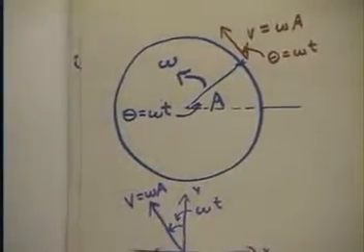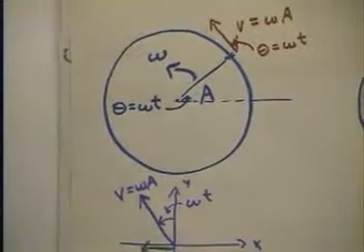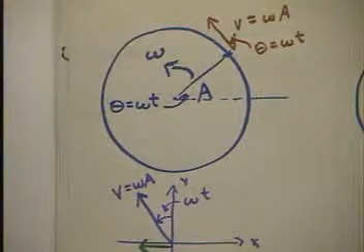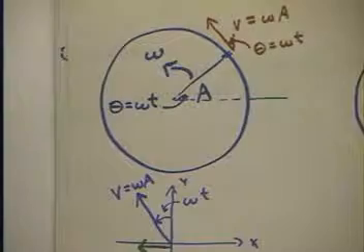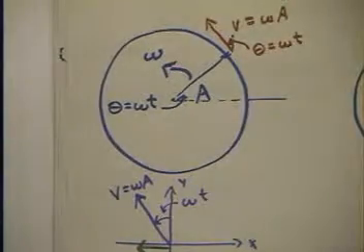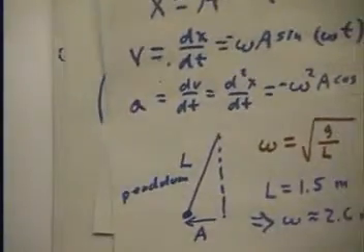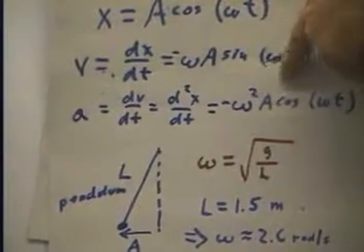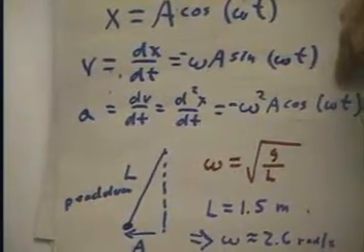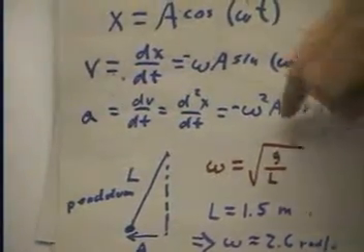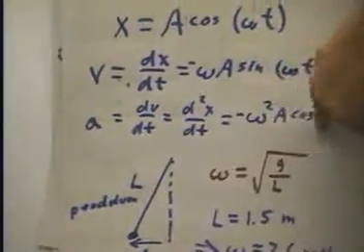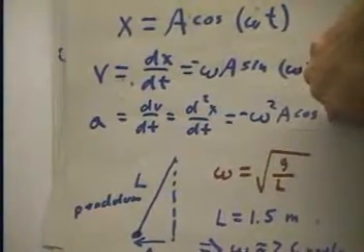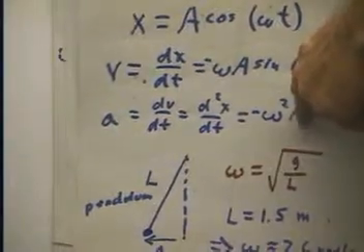We can also look at the acceleration situation. Now, we noticed on the original that our acceleration function was negative omega squared a cosine omega t. This gives us a maximum acceleration of omega squared a when the cosine of omega t is negative 1. So the maximum acceleration is omega squared a.